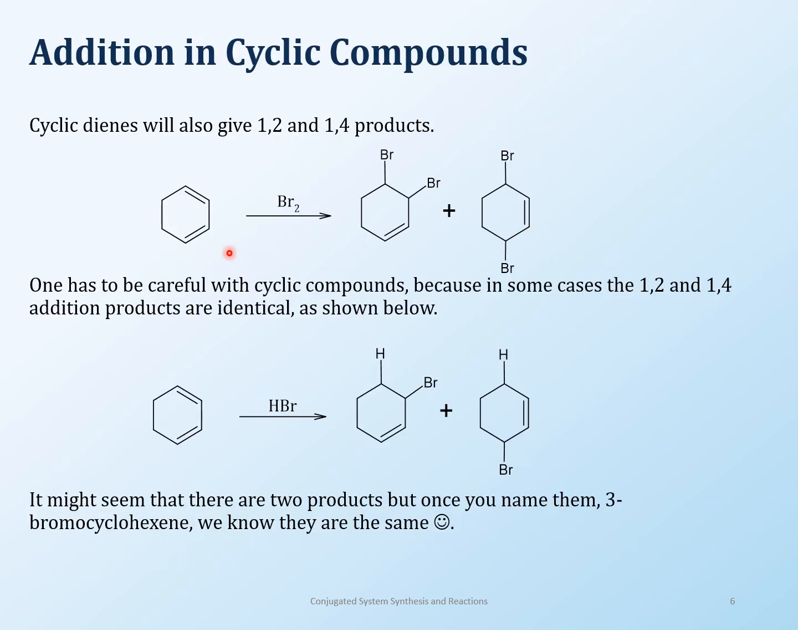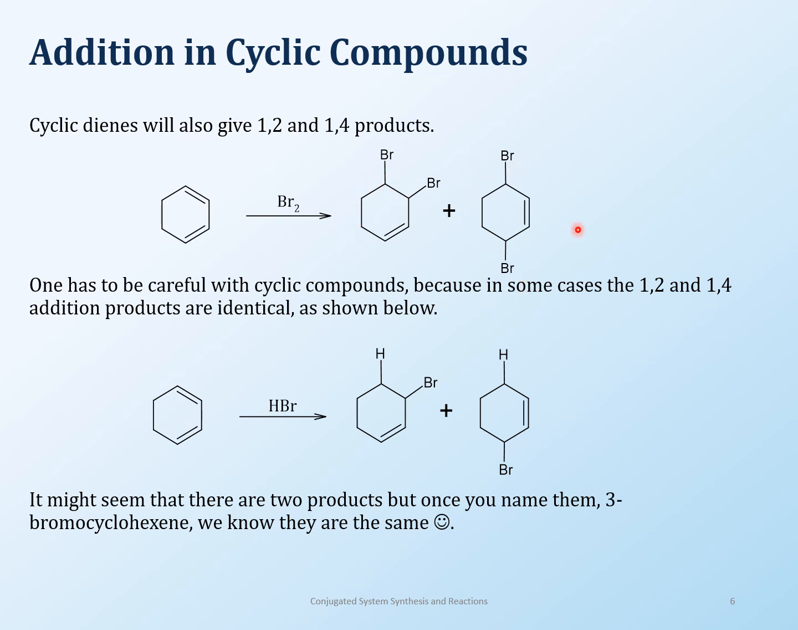Cyclic dienes also will give you the same thing, okay? So here is an example, and you can use bromine here. I used HBr before because it's easy for us to see where the hydrogen is going, but bromine, same thing, it will give you the same thing. So this is the 1,2, and this is the 1,4.